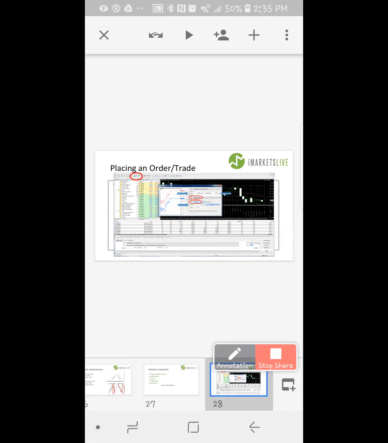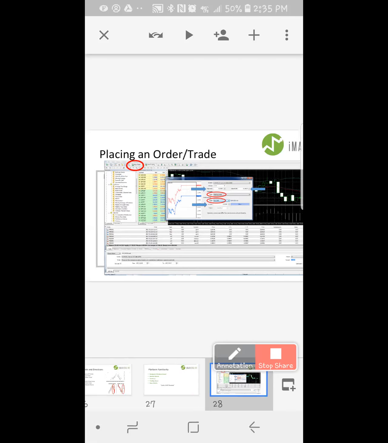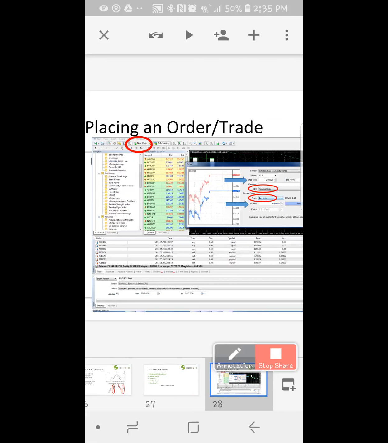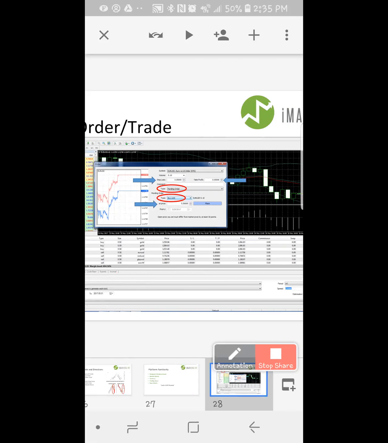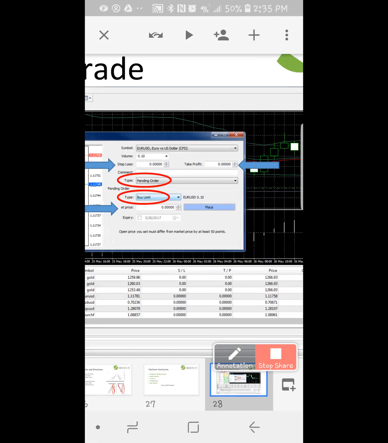So placing a trade, you're going to click new order. And to me, essentially, it still looks the same or has the same functionality as on your cell phone, but you're entering your stop loss. I'm sorry, let me start over. Stop loss is to the left. You're entering that. You're going to enter your take profit. What type of order is it?